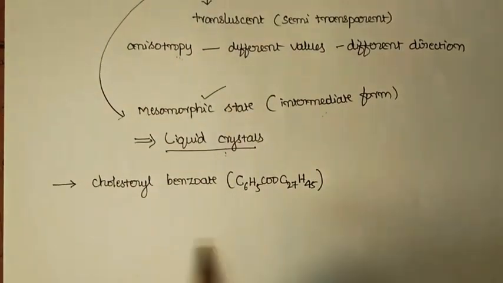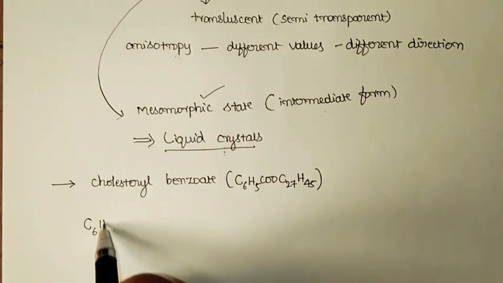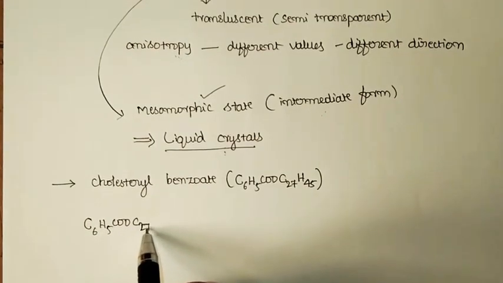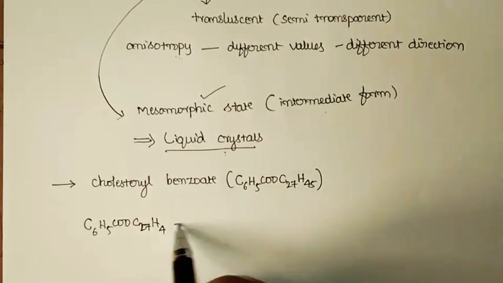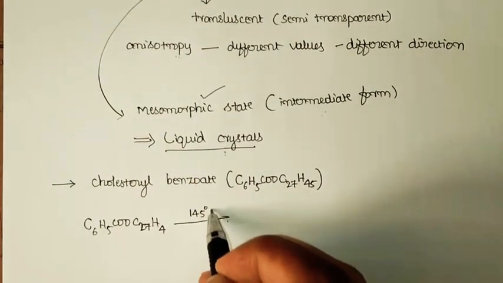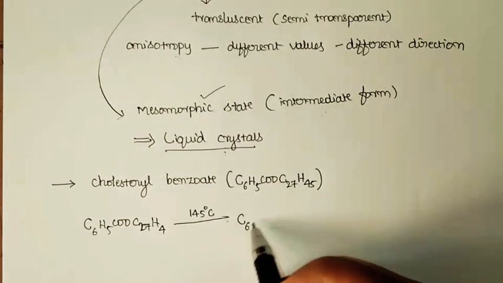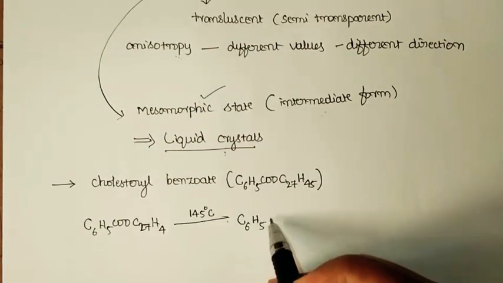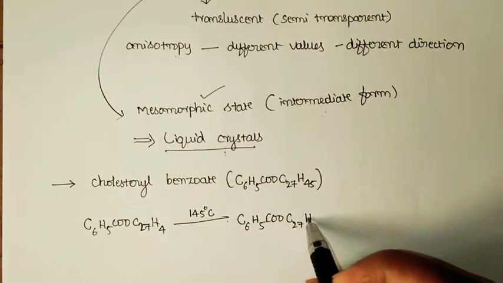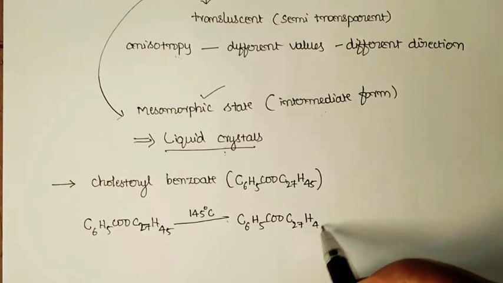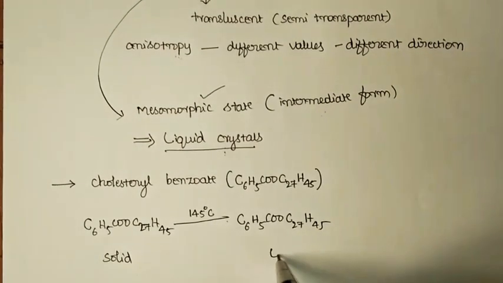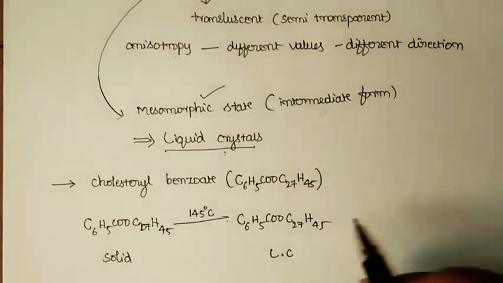When this cholesteryl benzoate, C6H5COO C27H45, is heated, say at a temperature of 145 degrees Celsius, it changes into a turbid liquid, that is, the form of liquid crystals. So it is the pure solid form, and here it changes into the liquid crystalline state.